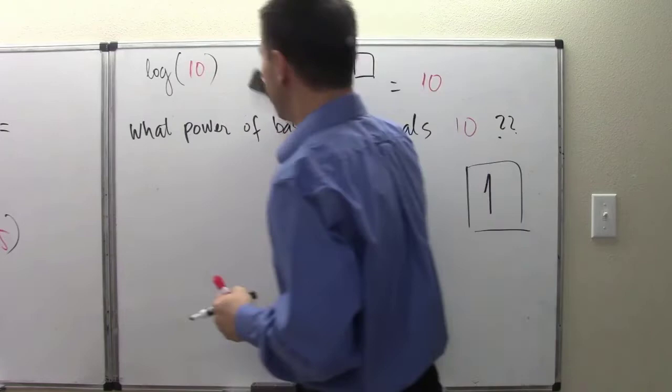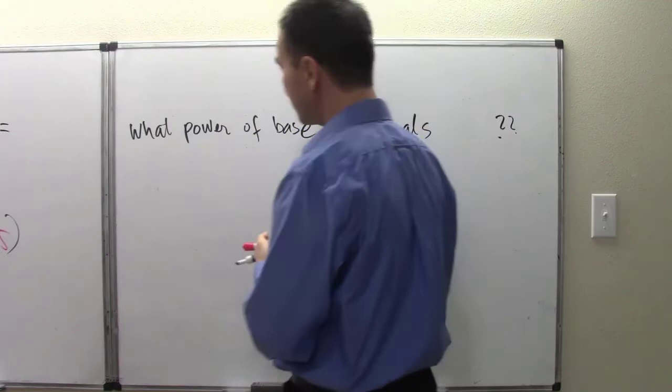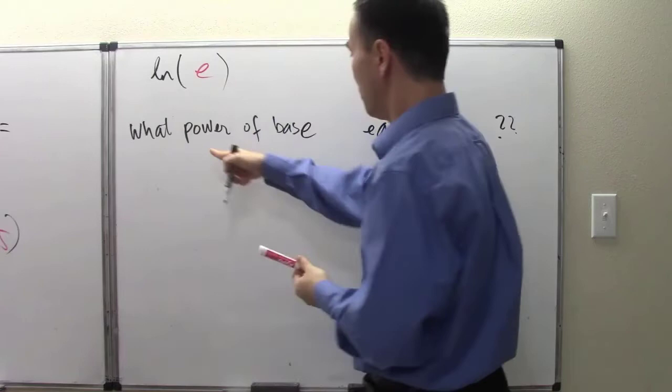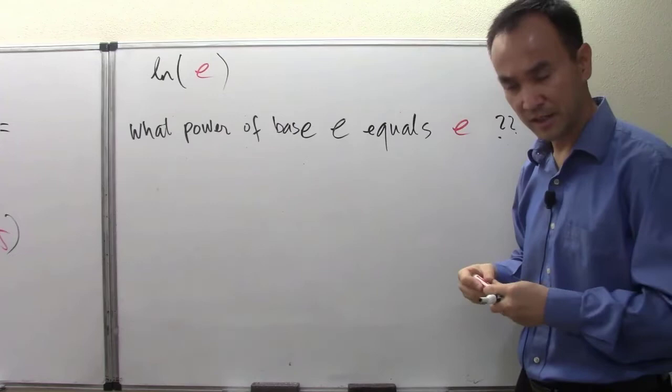All right, so for this problem, for the next one here, ln, or log base e, or natural log as a name. Log base e of e: what power of base e equals e? What power can it be?